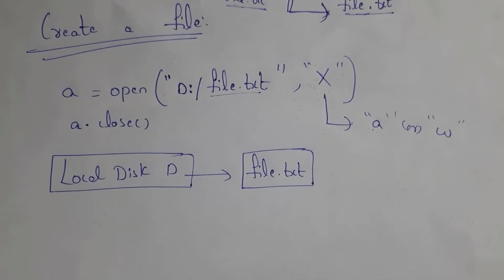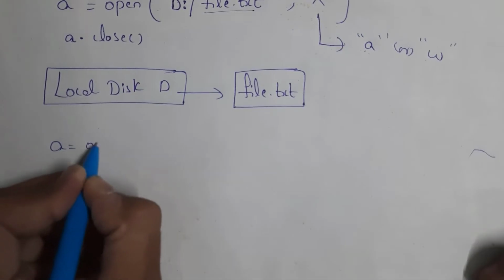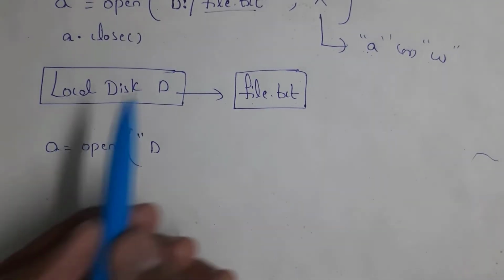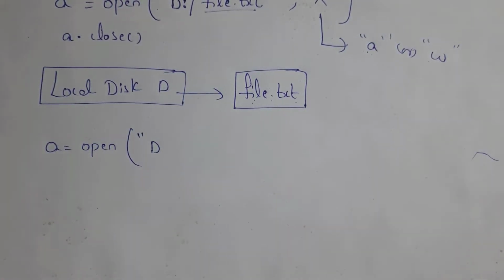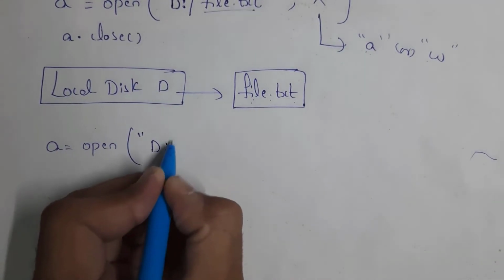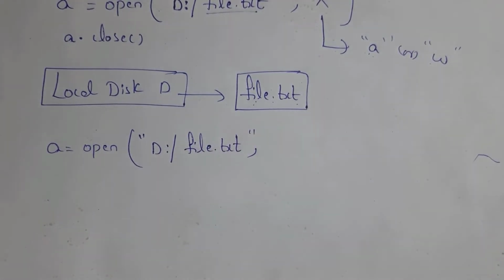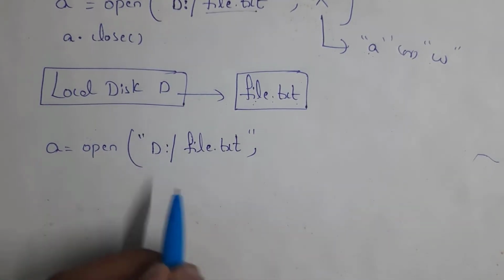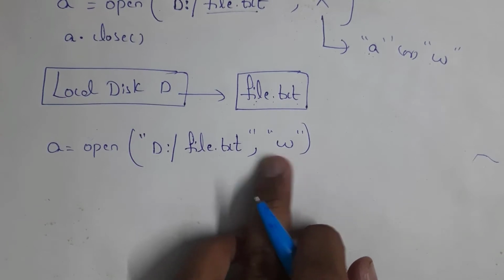I created one text file in local disk D with name file.txt. Now I want to add text hello into my file file.txt. So just write here a equal to open function. Inside open function, I want to open file. That file name is file.txt which is present in local disk D. So just write here D:/file.txt, quotations close, comma. I want to add text hello, so you need to open this file in write mode. By using write mode, we can add text.